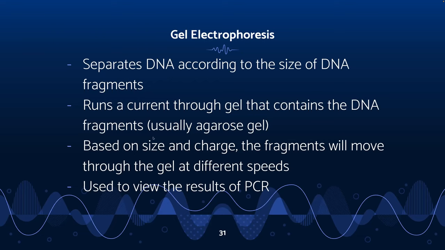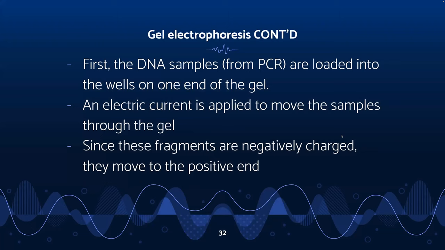And then based on the size and charge, the fragments will move through the gel at different speeds. I'll elaborate on this later. This is also used to visualize PCR, because after you have a bunch of little DNA fragments, what do you do with them? You're going to want to see what's going on, to see the DNA, right? So using gel electrophoresis, you use first the DNA samples.